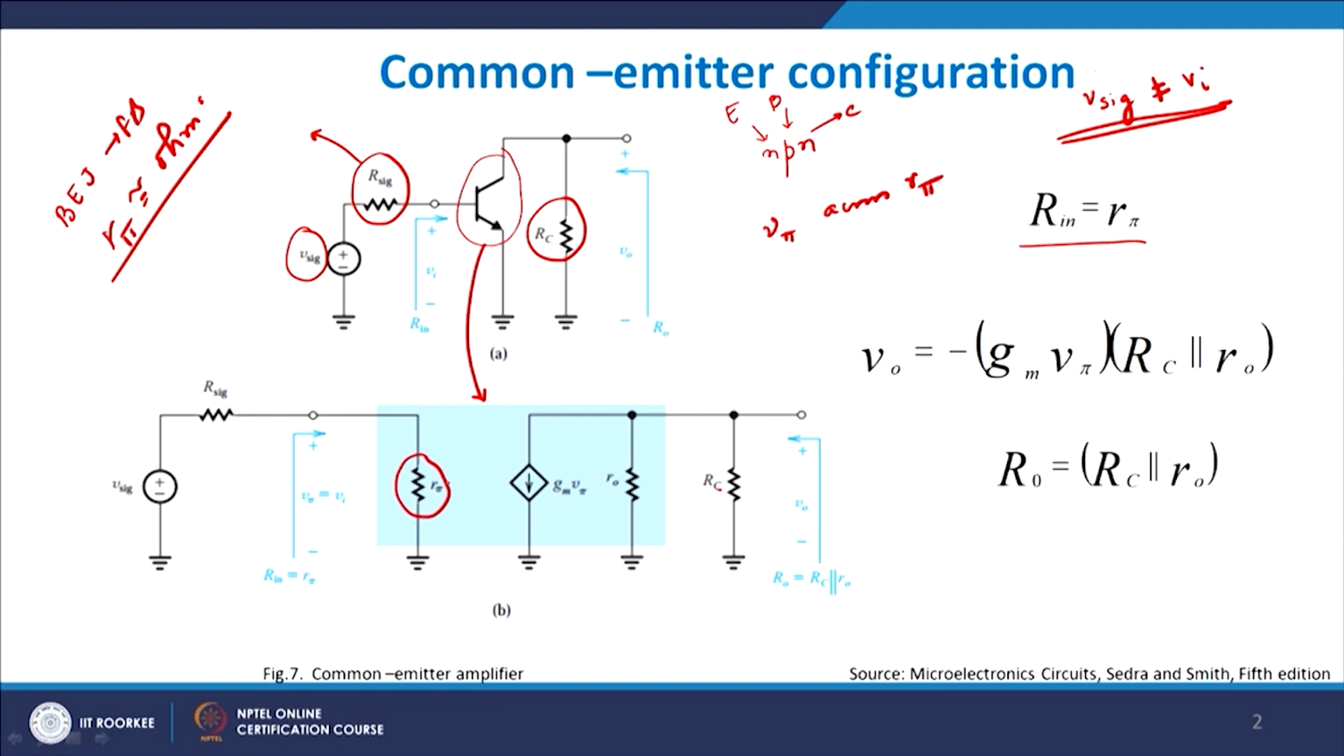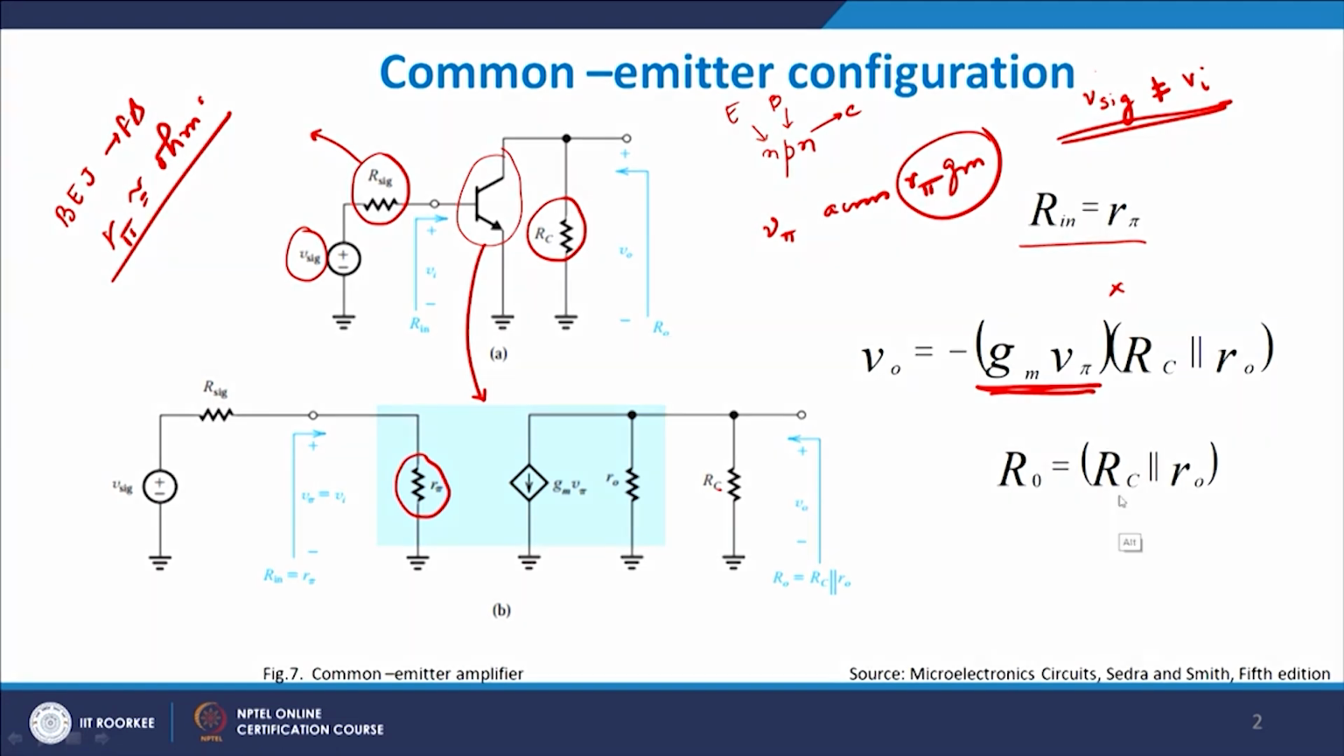So, this is the input voltage visible to us, and when multiplied by the transconductance g_m it gives me the output current. So, g_m times V_pi is my output current, which you multiply with the effective resistance seen from the output side. What is the effective resistance? RC parallel to R_0, and therefore I get V_0 equals minus g_m times V_i into RC parallel to R_0.